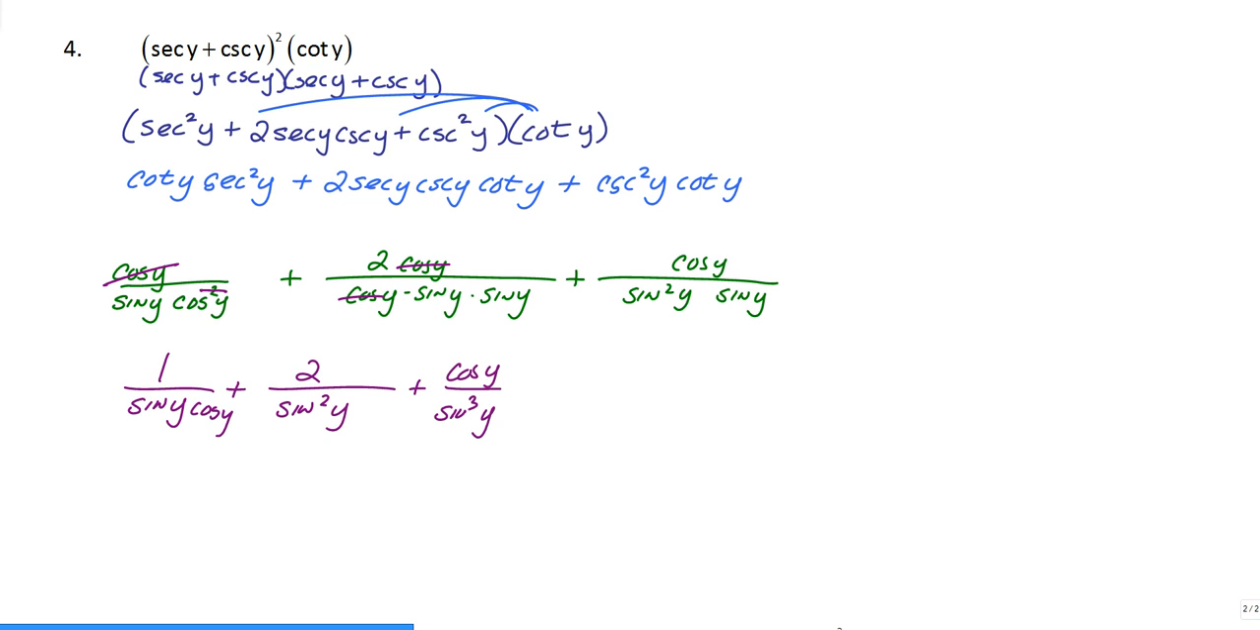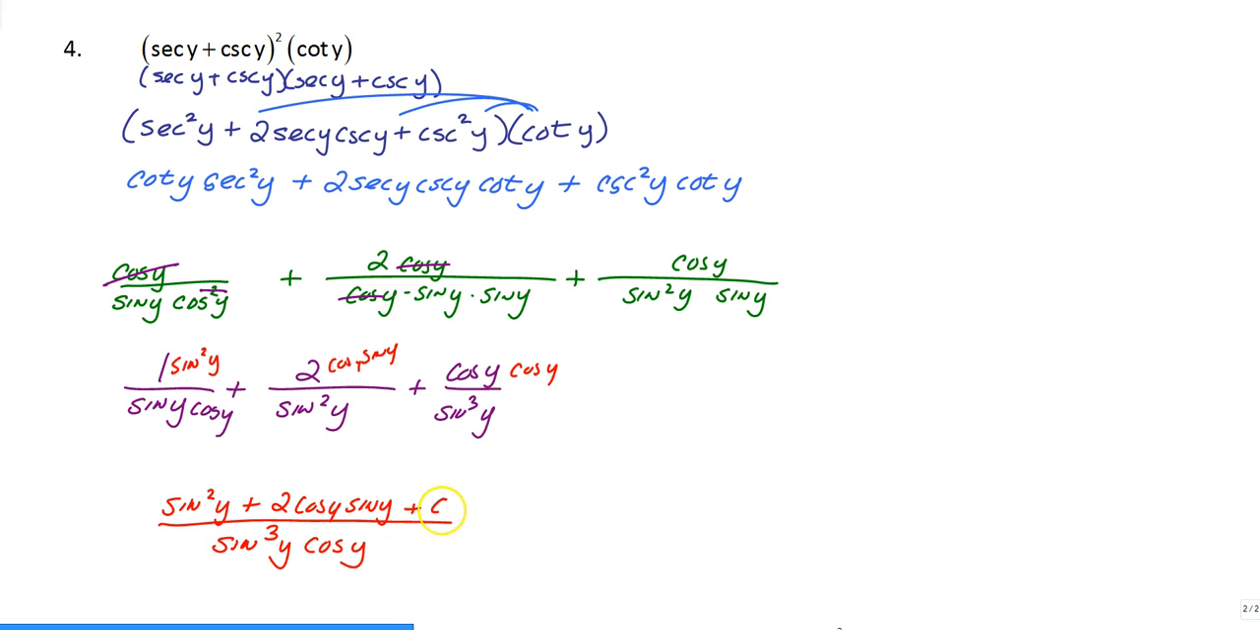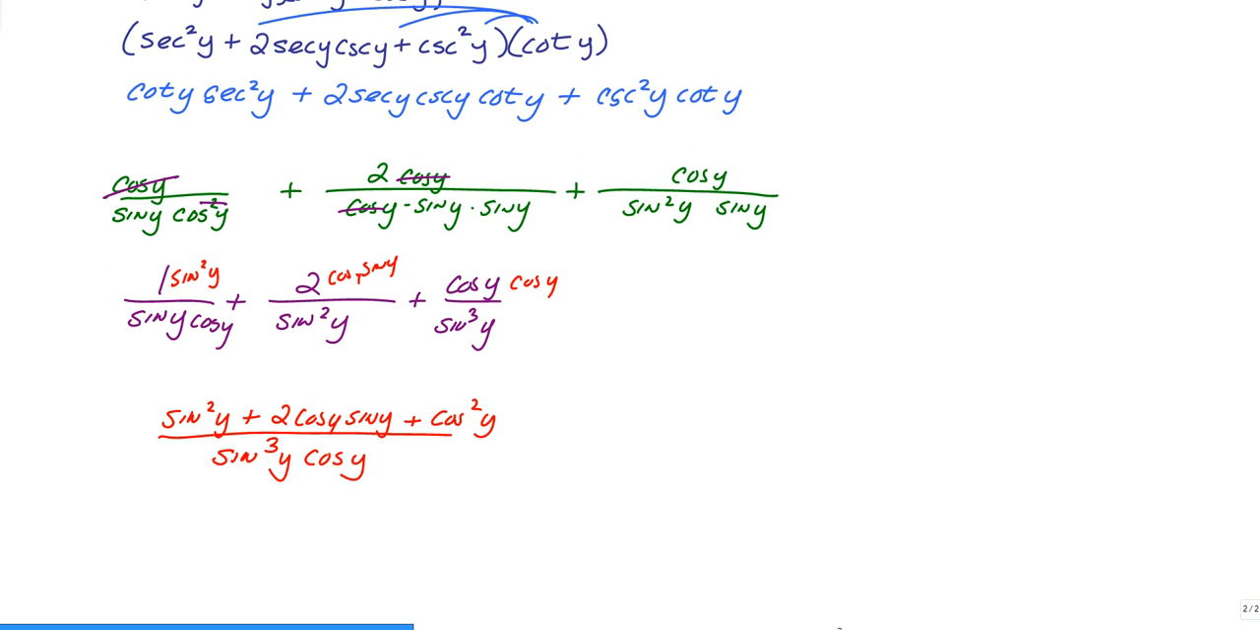Now we can use a common denominator of sine cubed y cosine y. Now we can add our numerators after. This side needs 2 sine. This one needs a cosine and a sine. And this one just needs a cosine. So we have sine squared plus 2 cosine y sine y plus cosine squared y. Yes, I know, you're probably ready to be finished, but we're not finished yet.